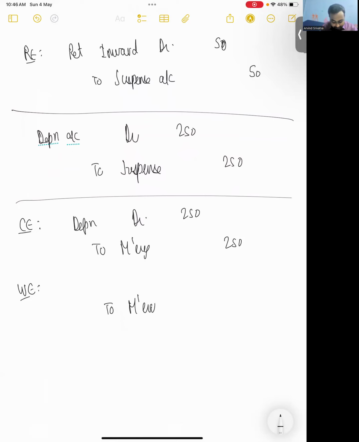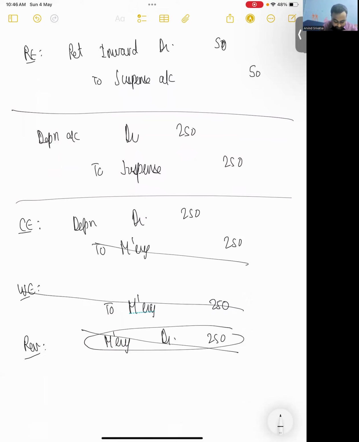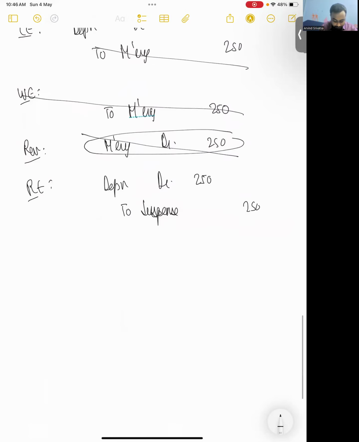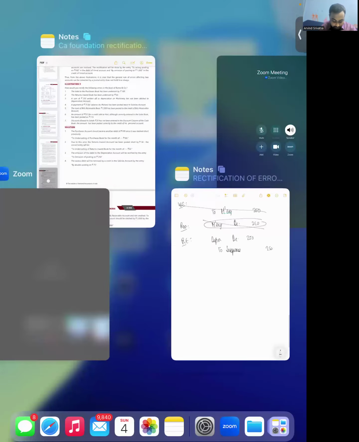Your debit has nothing. So you reverse your wrong entry. So when you reverse your wrong entry, it will be machinery debit 250. Just forget this. So when you have machinery debit 250, these two will get cancelled, and your rectification entry is depreciation debit 250. So what will you do in your credit? You don't have anything in your credit, so it will be to suspense account 250. Perfect. So that's it. And this is how we did this.